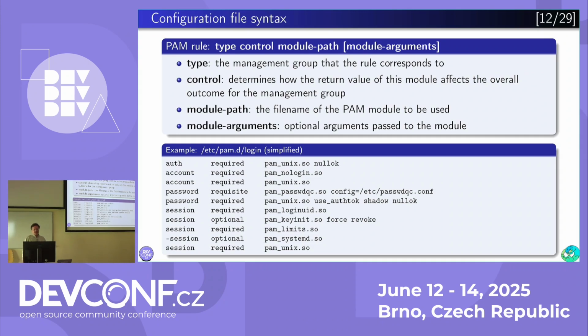Well, as you can see, there are quite a few lines, and for some management groups there is more than one line, and for some, just a single one. By the way, if the management group name is prefixed with a dash, it means that its error output is silenced. Sometimes it's useful when you're using this in conjunction with optional control.